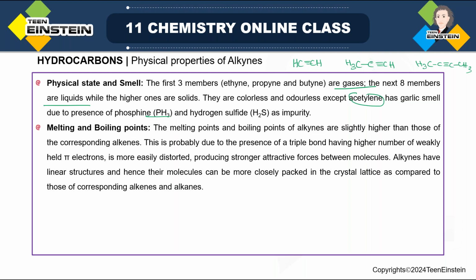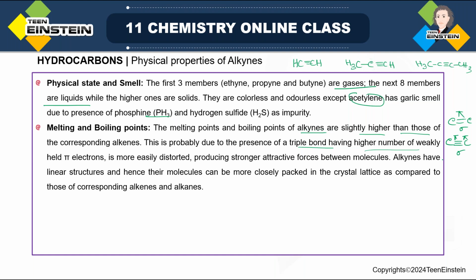Melting point and boiling points. The melting points and boiling points of alkynes are slightly higher than those of the corresponding alkenes. Now this is probably due to the presence of a triple bond having a higher number of weakly held pi electrons. If you consider a CC double bond, you have just 1 pi and 1 sigma, but when there is a CC triple bond, you have 2 pi and 1 sigma, right? Increase of pi bonds means increase of pi electrons, and pi electrons are weakly held compared to sigma electrons.